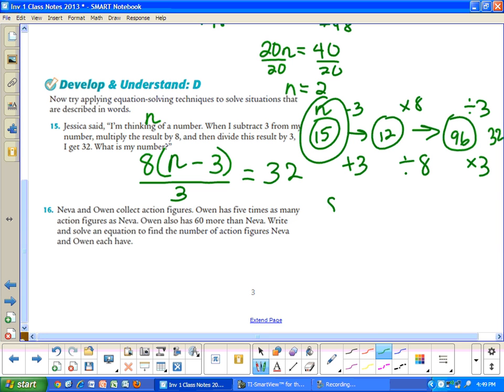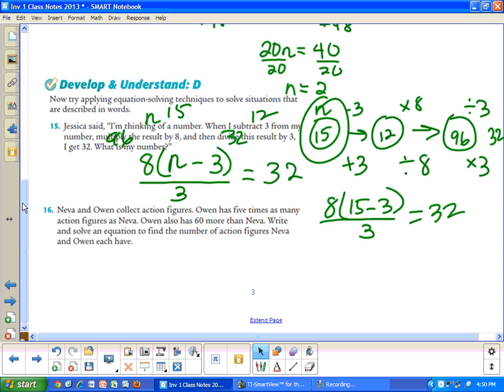We can check that by just substituting 15 in for n, or doing what she says. So she's thinking of the number 15. When she subtracts 3 from that, that would be 12. When you multiply that by 8, that would be 96, and then divide that by 3, that would be 32, which is what she says we should have.